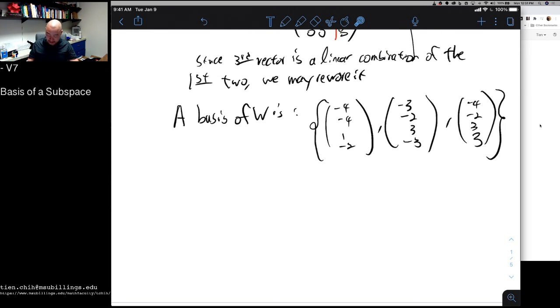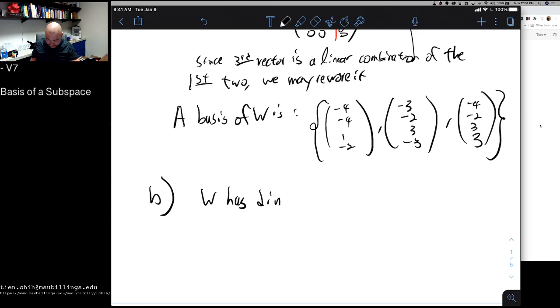All right, awesome. Now, the second question is, what's the dimension of this space? Well, it's built out of three linearly independent vectors, so W has dimension 3.